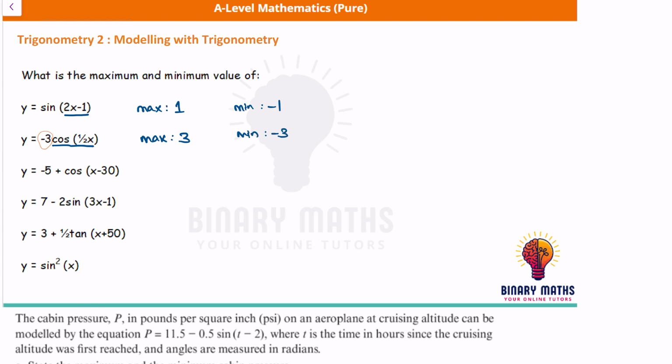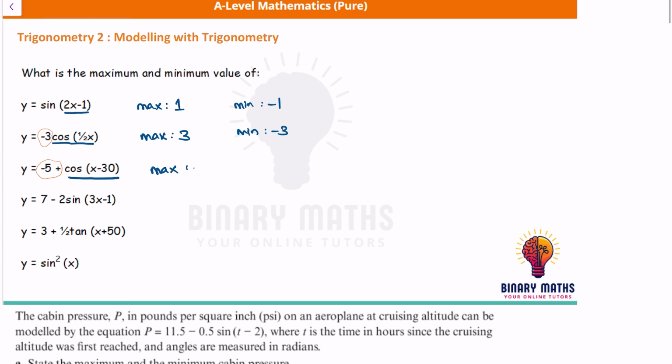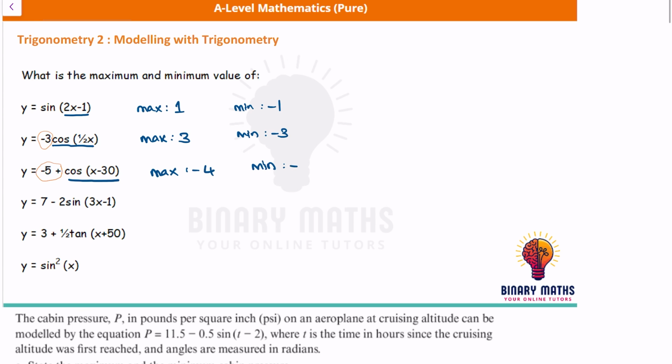Okay, in the cos graph of the third one, again, this part does not change the maximum and minimum because it's affecting the x coordinate. The only part that does is the adding of the minus 5. So that means the maximum would be now, instead of 1, 1 take away 5, which is equal to minus 4. And the minimum, normally it's minus 1, but when you take away 5 from minus 1, you get minus 6.